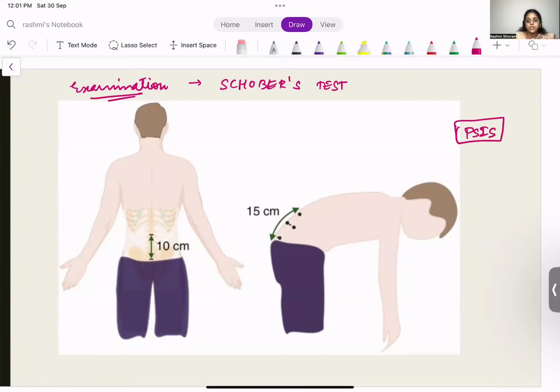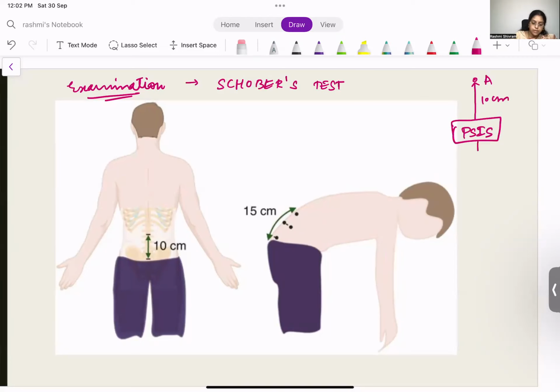You locate the posterior superior iliac spine. Then you name a point 10 centimeters above the posterior superior iliac spine, and this is called point A. Then, from the posterior superior iliac spine, you label a point 5 centimeters below it as point B.